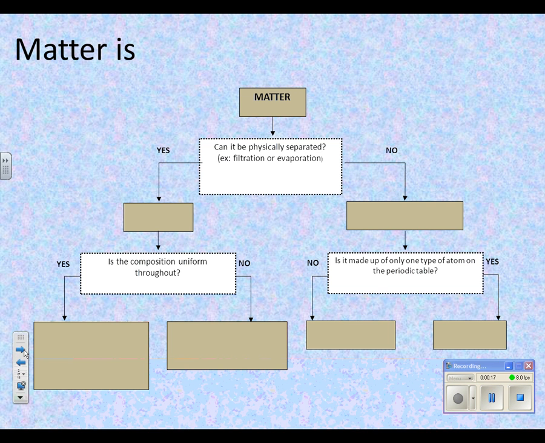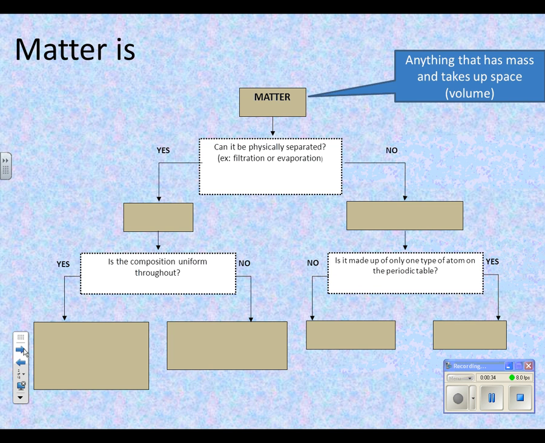Here's a nice little flow chart that's going to help you decide which classification of matter something is. This is a good thing to memorize. Print out a blank one and try to fill it in as you go, because if you can't fill this in, you're not going to be able to distinguish between the four types. You see those four little boxes down there at the bottom. But first, let's talk about what matter really is.